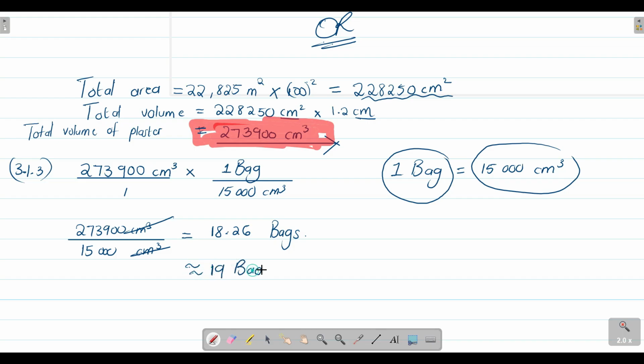You're not going to get 18 bags in this case, because if you get 18 bags, you are going to be short of 0.26 material. Okay, so that is why here we round up so that you do not become short in terms of your bags. So the final answer for this question is that you need a minimum of 19 bags. All right, cool stuff. Let's have a look at the next question.